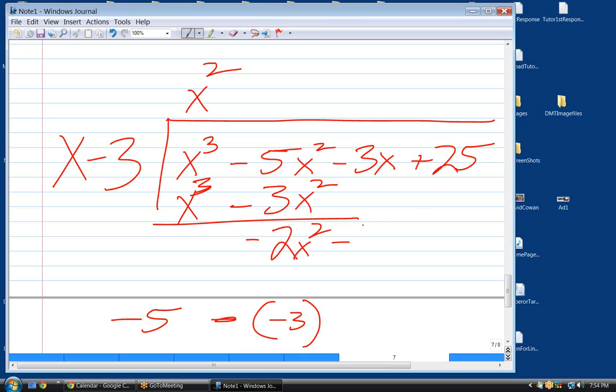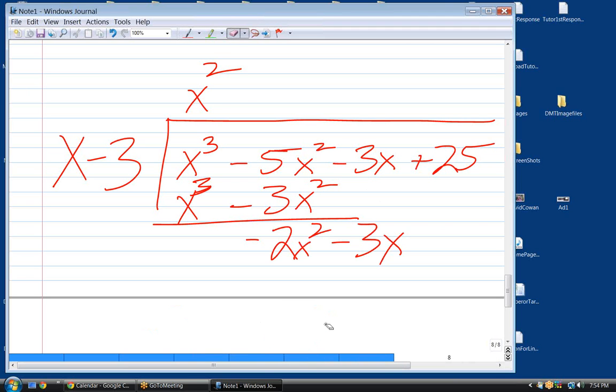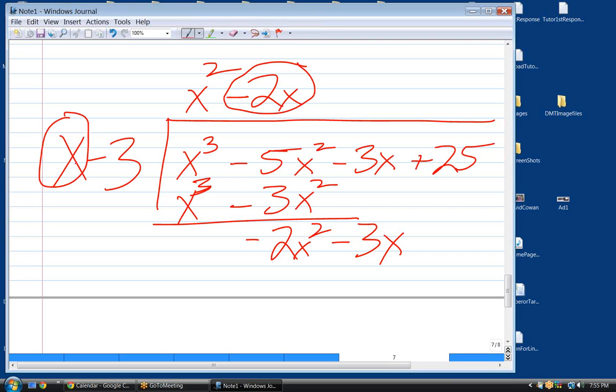Bring down the next term and repeat. So what goes up here next? In other words, now start from scratch again. Divide x into minus 2x squared. So minus 2x. Again, we have to make sure that that times this is equal to our minus 2x squared. And it is. So now I multiply that by both terms: minus 2x squared plus 6x.